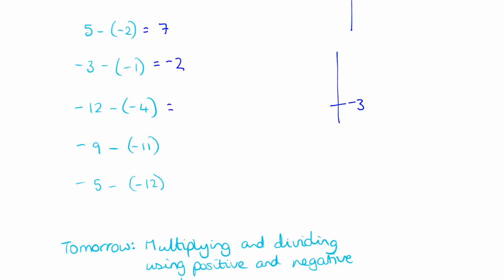Then we've got a starting point of negative 12. And we're going to subtract negative 4. So again, taking away negativity, so we're going up the way because we're removing coldness and we're improving the mood. Okay, making things warmer. So start at negative 12, go up 4. That takes you to negative 8.